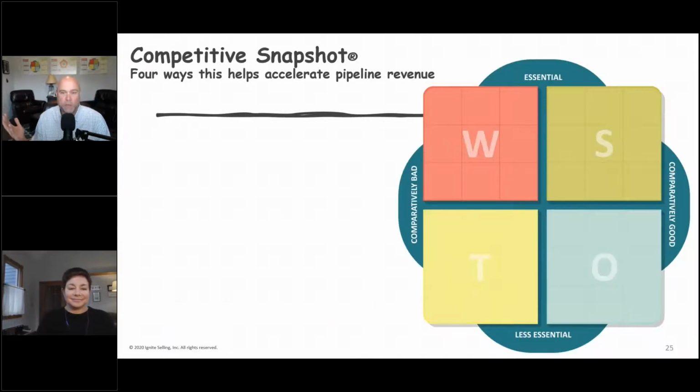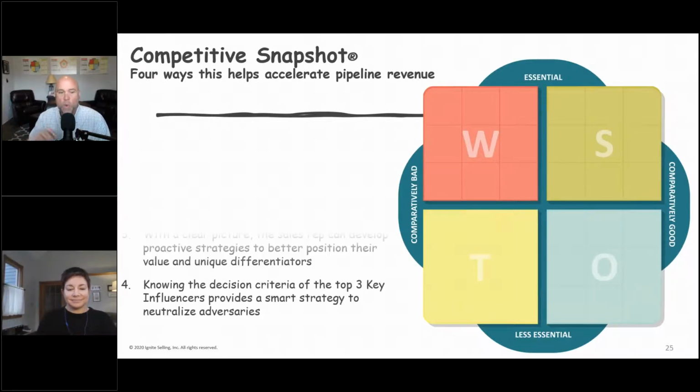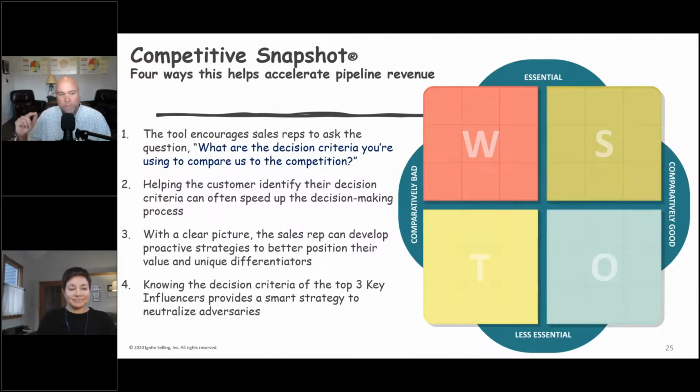Well, here's another 2x2 matrix, guys. Again, it's another snapshot tool. We call this the competitive snapshot. And let's talk about 4 ways in which it can help you accelerate. Number 1, the tool encourages sales representatives to ask the question, what are the decision criteria you're using to compare us to the competition? If your sales representatives don't know, they're always going to blame price, or they're always going to blame some other factor that might not necessarily be true. So they have to ask the question.